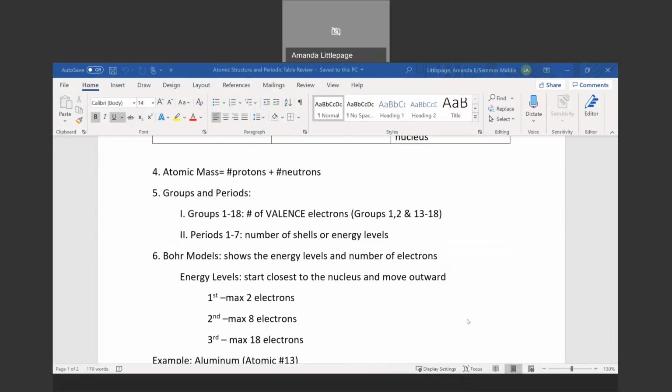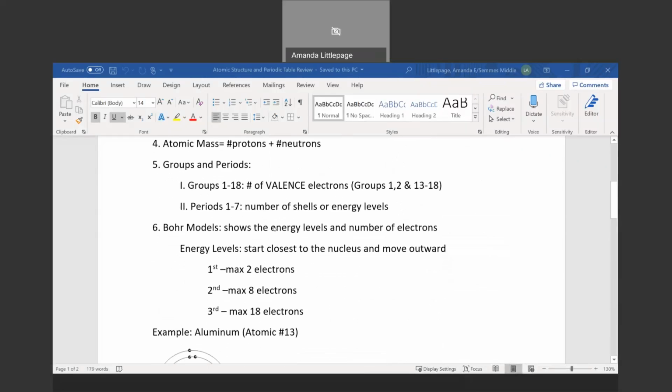However, you should be able to identify them. Okay, so remember, the goal of the Bohr model was to show you the energy levels or the shells, and then of course the number of electrons found there. The energy levels start at the center and move outward.